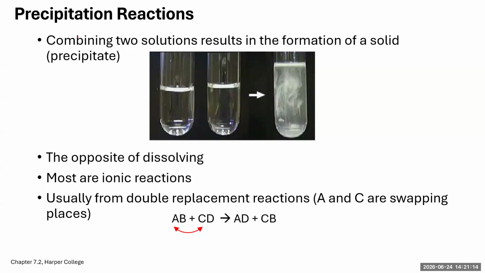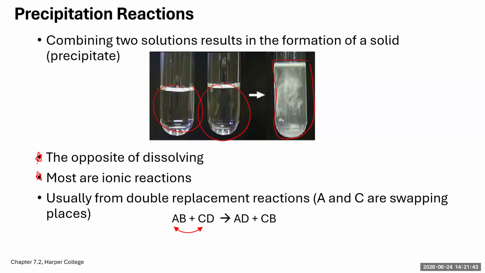Precipitation reactions: we're going to combine 2 solutions that are clear. That means those are both aqueous, dissolved solutions, in the formation of a solid. Your solid starts forming. It could be different colors. It can get cloudy. It can get really dense. It'll fall to the bottom. It's the opposite of dissolving.